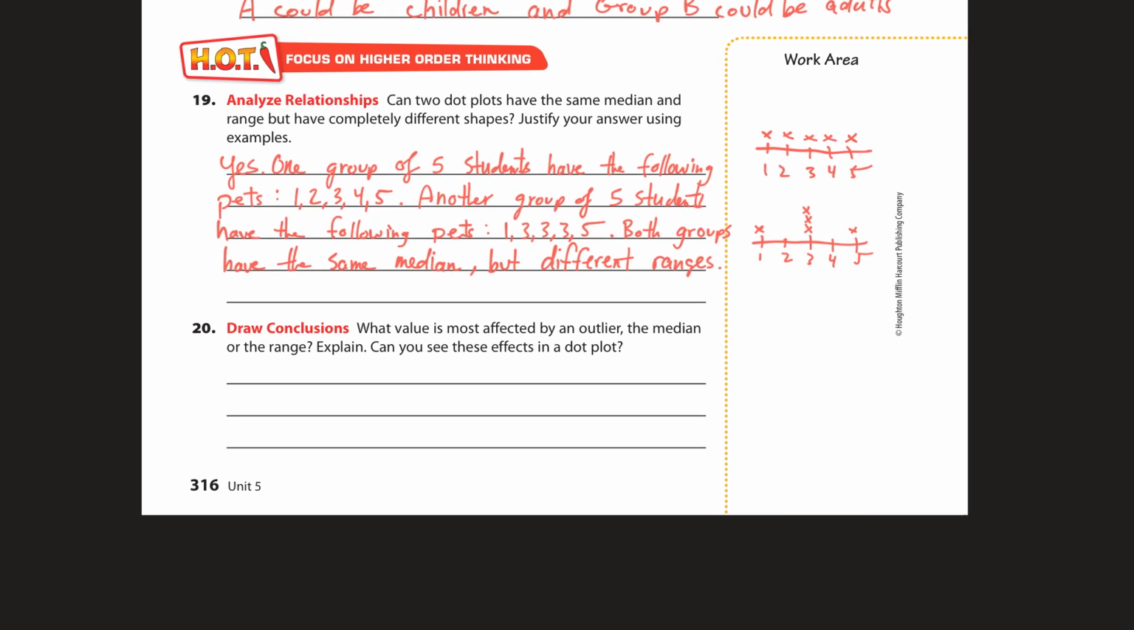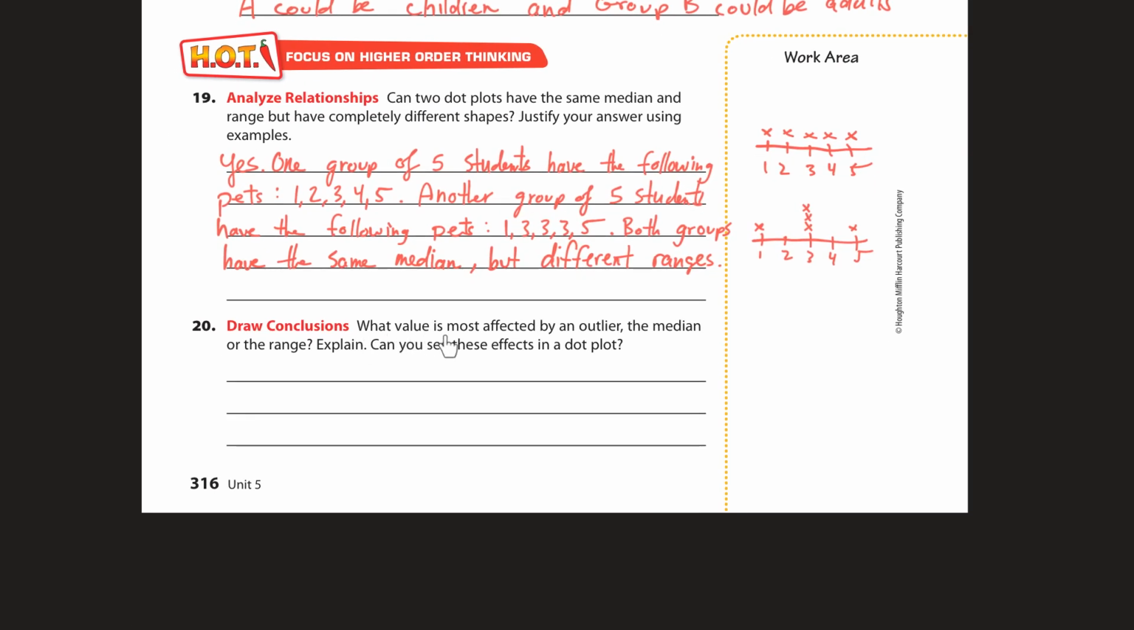What value is most affected by an outlier, the median or the range? Explain. Can you see these effects in a dot plot? And so I wrote out my explanation here. What is most affected by an outlier, the median or the range? The range. An outlier greatly increases the range, whereas the median generally isn't affected. I'd like to give you an example.